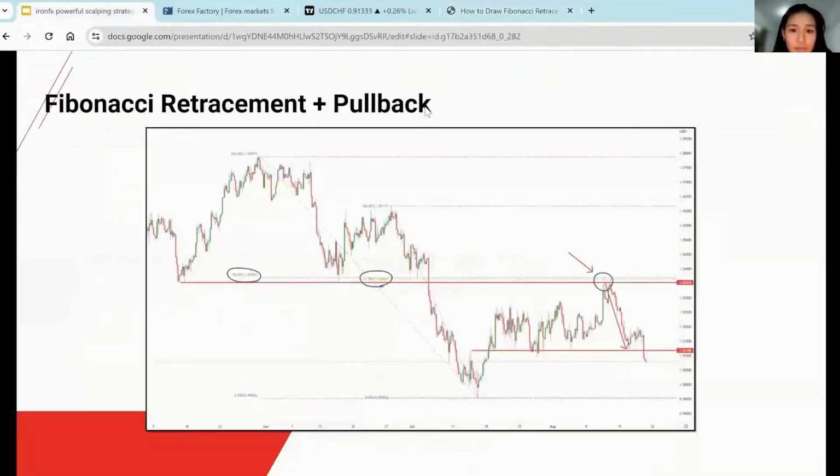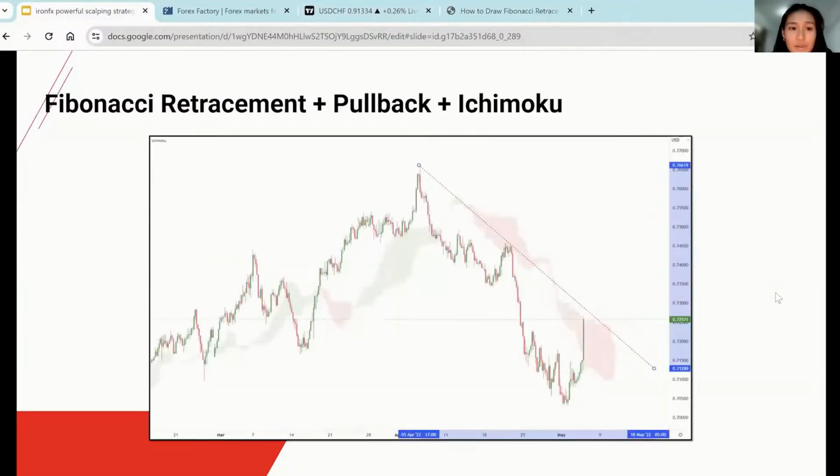Now getting back to my slides. Here we are using a Fibonacci retracement with a pullback and Ichimoku. We have price moving in a descending trend line. This isn't really a trend line, it's more of a resistance area, since a valid trend line requires three or more touches. But we can see price moving in a downtrend, and price was also moving below the Ichimoku cloud, so it was giving us a bearish signal. Now we have price moving within the cloud, which suggests a change in trend.